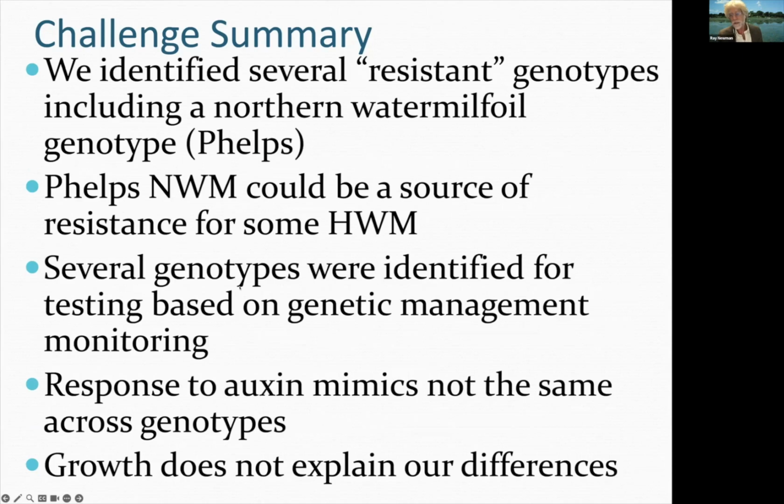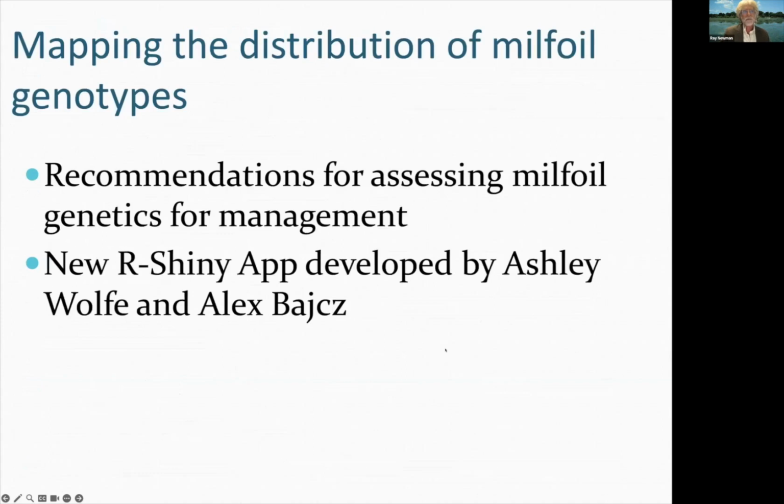Several genotypes were identified for testing based on genetic monitoring. And the response of these different genotypes to auxin mimics isn't the same across genotypes, right? So in other words, one that's resistant to 2,4-D is not necessarily going to be one that's resistant to triclopyr. And growth doesn't seem to explain our differences here.